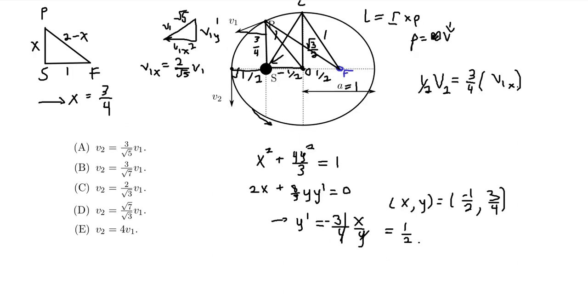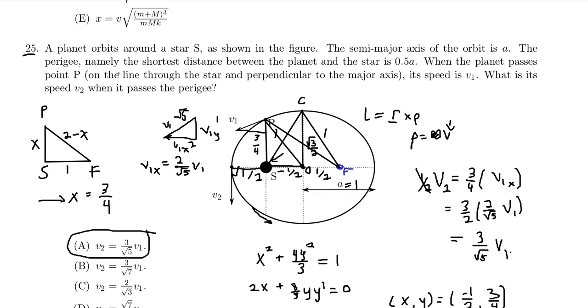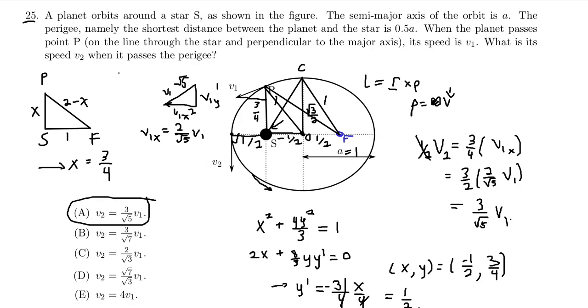So here we can finally return to this original equation, and we can get rid of the 1/2. So we get v2 is equal to 3/2 times 2 over square root of 5 v1. And so our final answer is just 3 divided by square root of 5 v1. And that would be answer choice A as our final answer. So anyway, I hope you enjoyed this solution, and thank you for watching, and I'll see you in my other videos.